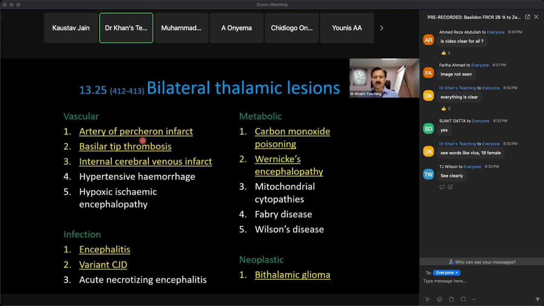In another differential diagnosis in your book is bilateral thalamic lesions. So you will see that there is a bit of overlap between the two. But there are some conditions in which both of these findings are seen together. You see carbon monoxide can cause this. Internal cerebral venous infarct can cause it. So this is important for the exam. This is important for the exam. And Wilson's disease can also be like that.